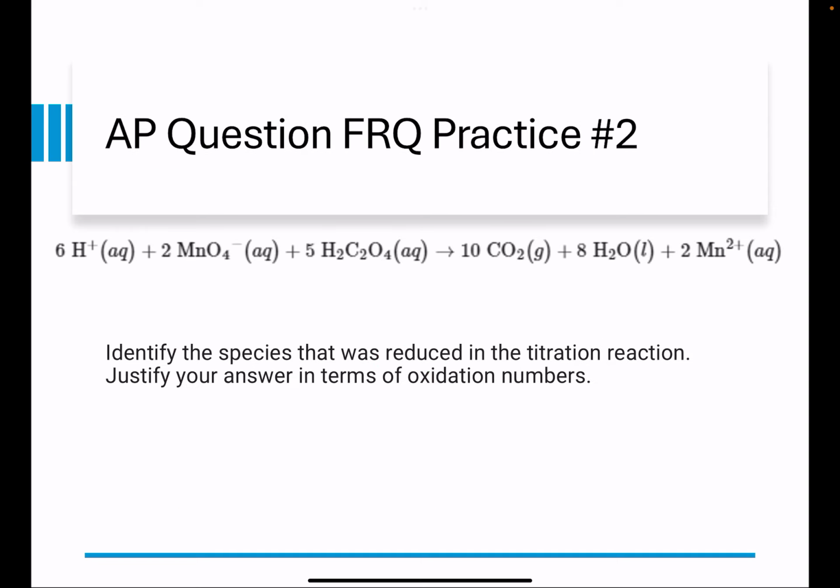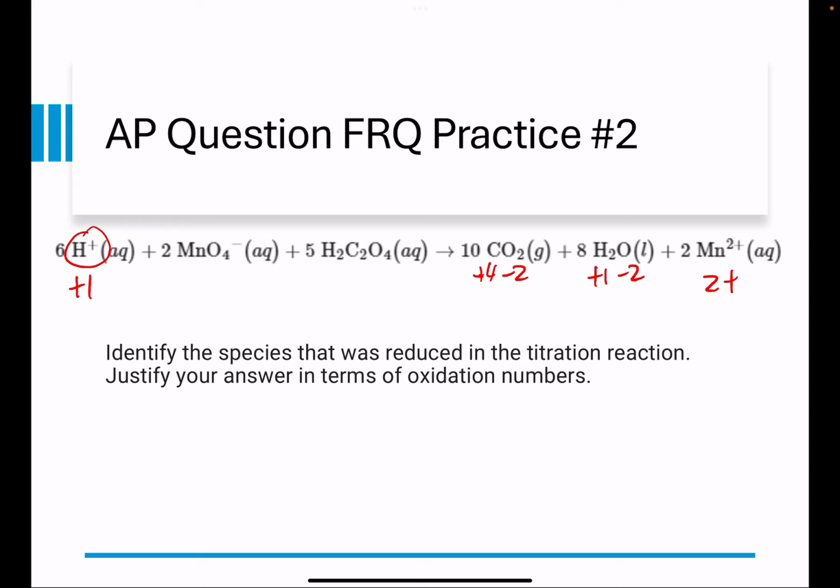Okay, identify the species that was reduced in this titration reaction. So we'll be working with titration pretty soon. I think the next unit is acid and base. And then justify your answer in terms of oxidation. Yeah, so we'll just work it out. So obviously we saw that it's going to be +1, meaning that it lost this 1, indicated as a charge. Something else right here is 2+. So those are the easiest ones to do. H2O, +1, -2, those are easy. I guess -2, then +4, meaning our carbon loses 4 electrons.